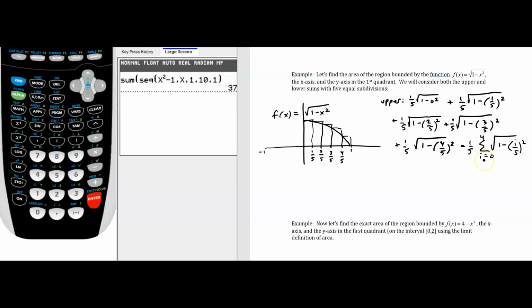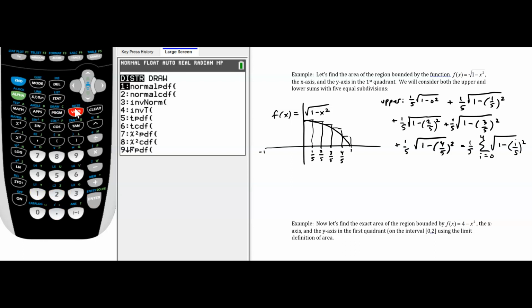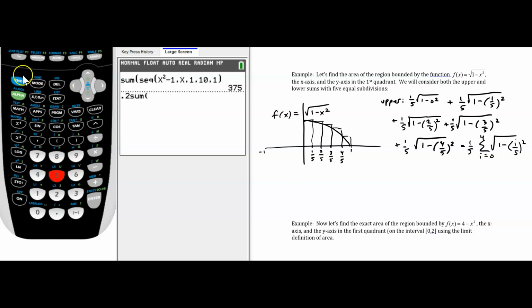Okay, so let's plug this into the calculator and make sure that we get an answer. So I'm going to say 1/5, 0.2, and then multiplied by, we're going to do sum. Whoops, that's going to be second stat. Sum is in math. And then we are going to say, let's sum the sequence.